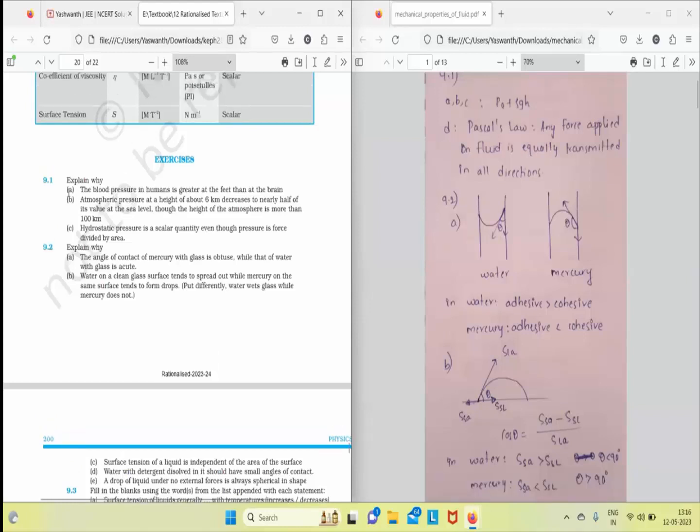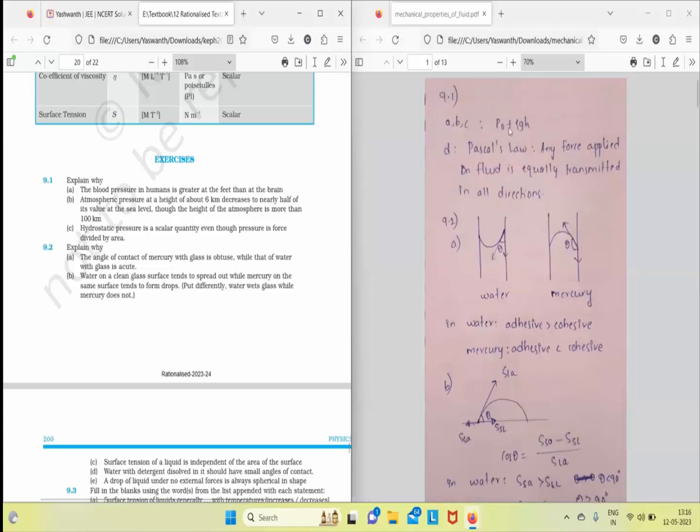The first question says the blood pressure in humans is greater at the feet than at the brain. We all know there's a formula P naught plus rho g h, right? Whenever we go towards the ground, pressure keeps on increasing. Another example is scuba diving: whenever divers go deep into the ocean, they feel some kind of pressure on them.